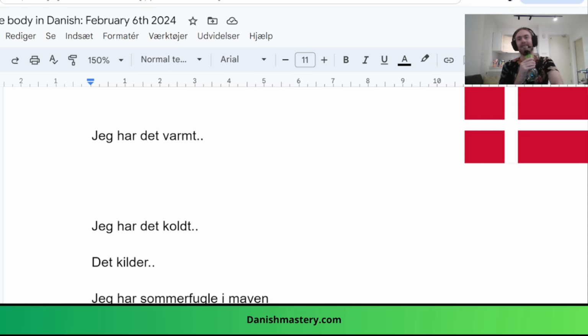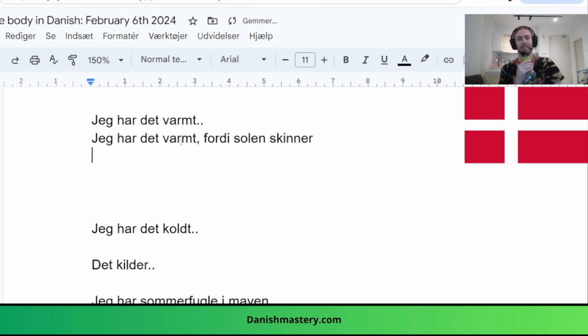Og you can say, det er varmt. It is warm. Det er dejligt varmt. Og jeg har det dejligt varmt. You can add that dejligt in there. Then it probably means that they're feeling pretty good. I'd say in Denmark, it's usually not a problem that the weather is too hot. It's usually the other thing that's an issue. So yeah, jeg har det varmt. You could say, jeg har det varmt, fordi det er sommer. Fordi solen skinner, that's better. Jeg har det varmt, fordi solen skinner.